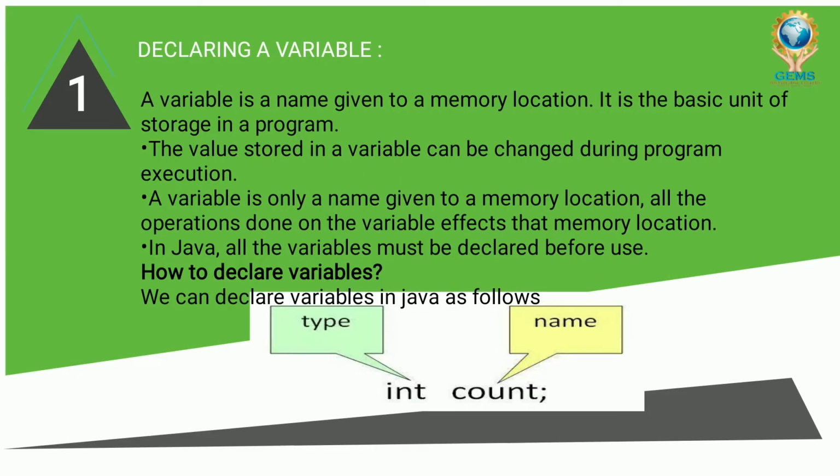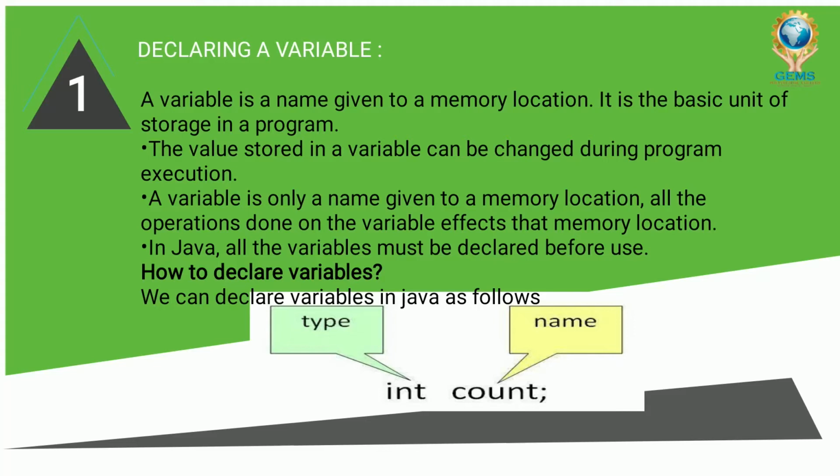Just look at here. One more slide I want to explain. A variable is a name given to a memory location. It is the basic unit of storage in a program. I already said variables help you to store the values in a computer. So variable is a name given to a memory location.